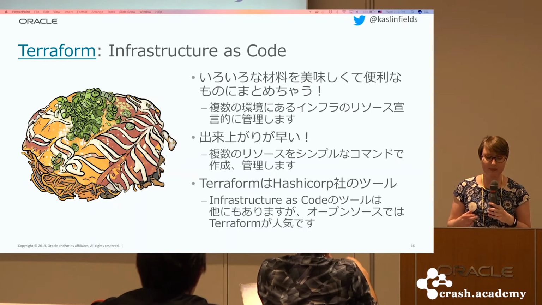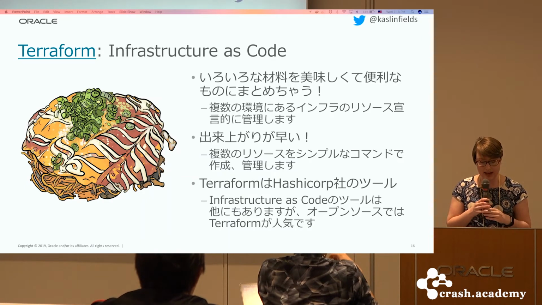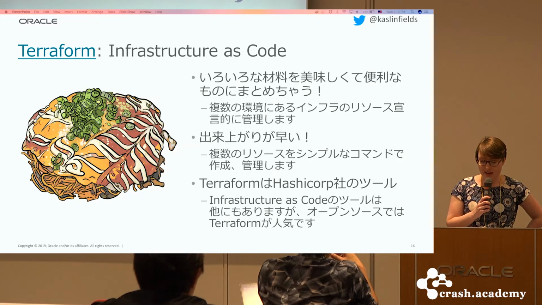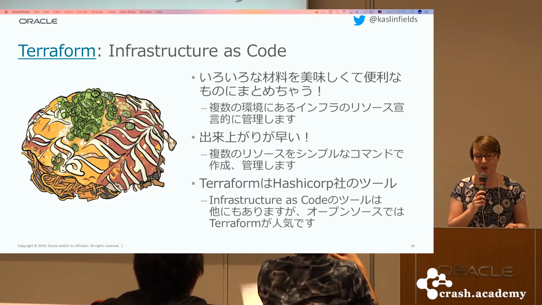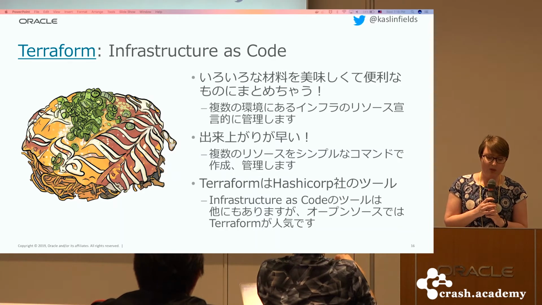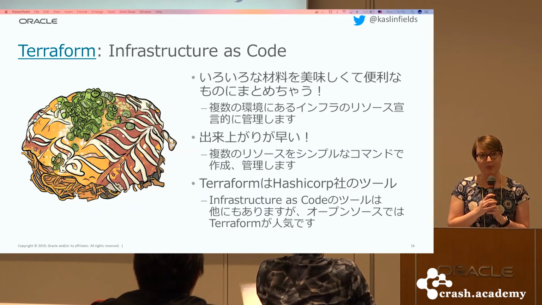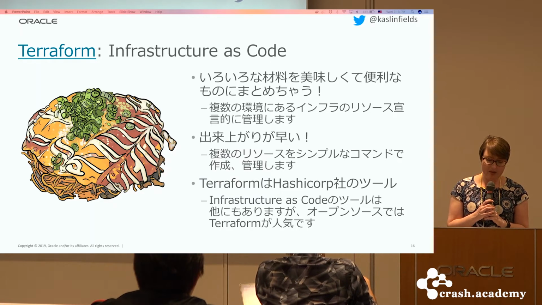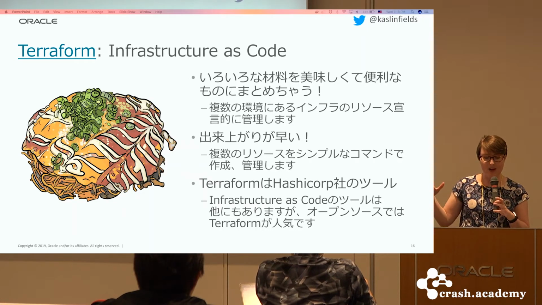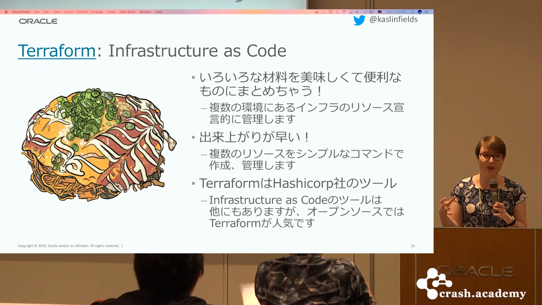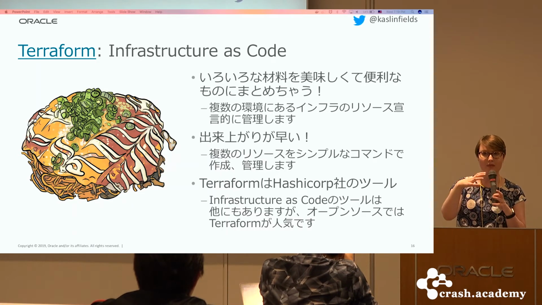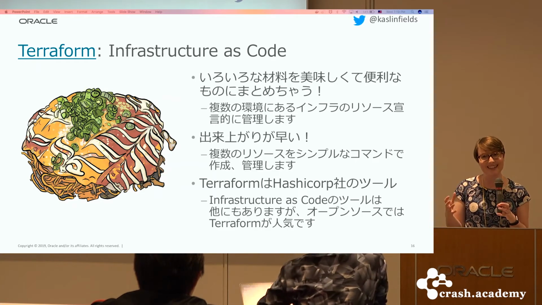So Terraform is another very popular cloud-native thing. And we like to refer to it as infrastructure as code. Terraform is owned by HashiCorp. It's not a CNCF project, but it is open source. And with infrastructure as code, using Terraform, you can basically take all of the things that you like, all of the resources that you need for your infrastructure, and put them into one file. In this way, it's like okonomiyaki.